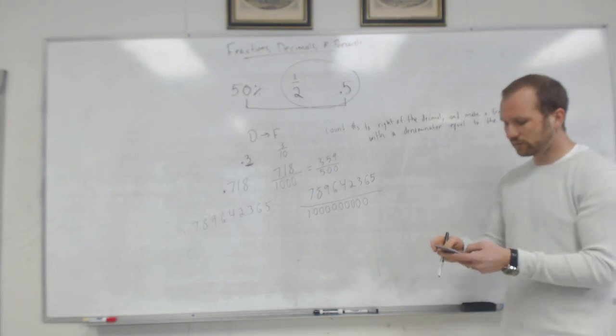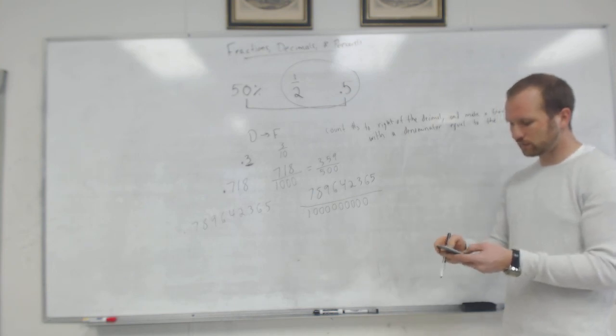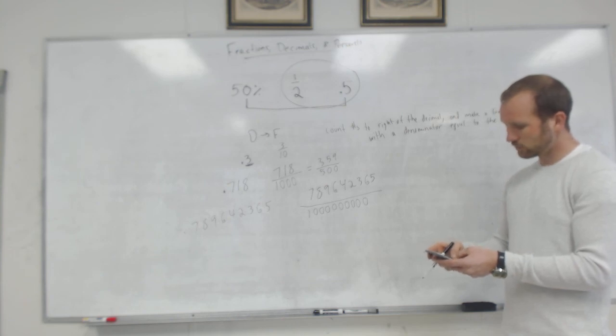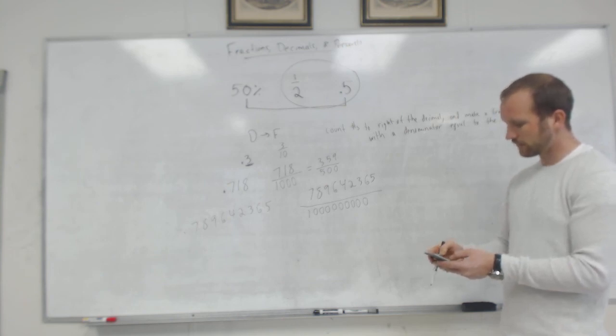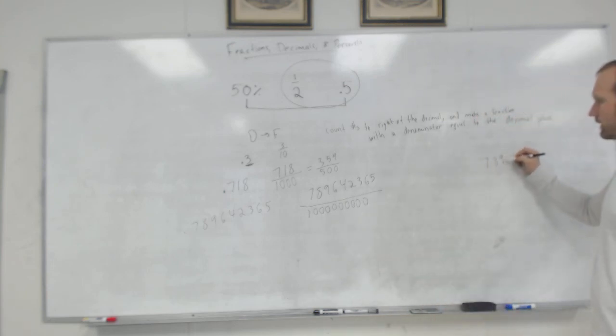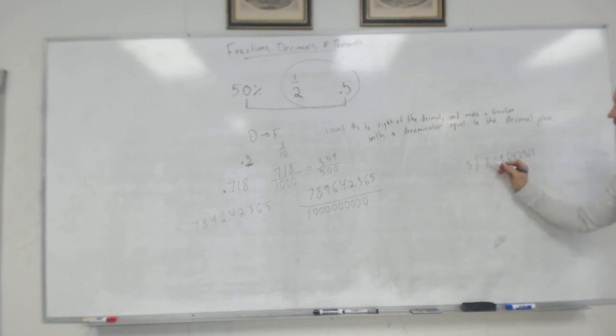So 7, I don't know if this will fit on this calculator. That's why I wasn't going to do it, but let's see. 7, 8, 9, 6, 4, 2, 3, 6, 5. It doesn't fit. Okay, so let's do it by hand. 7, 8, 9, 6, 4, 2, 3, 6, 5, divided by 5. It should go in evenly.